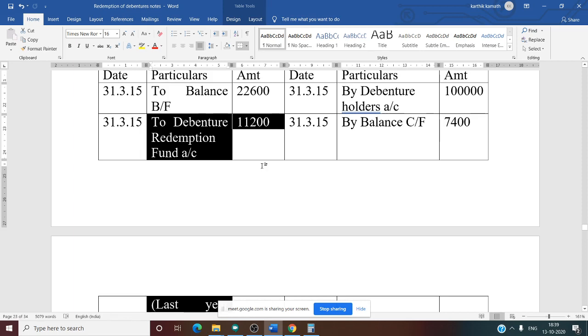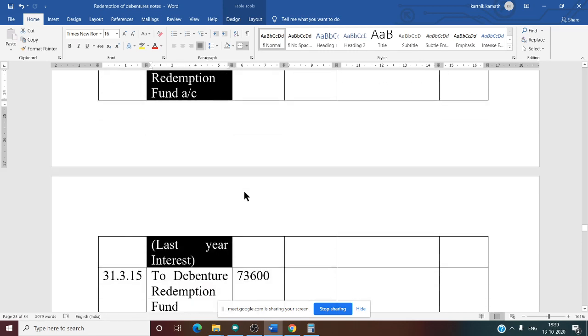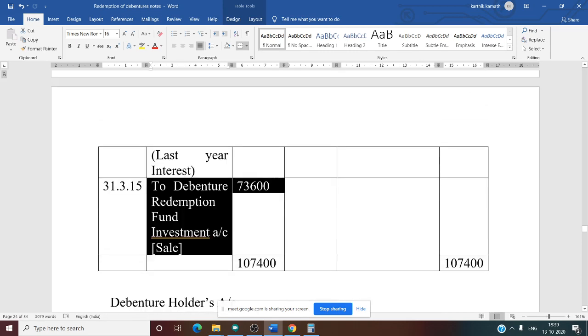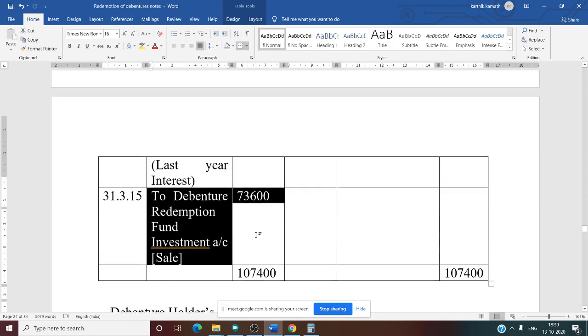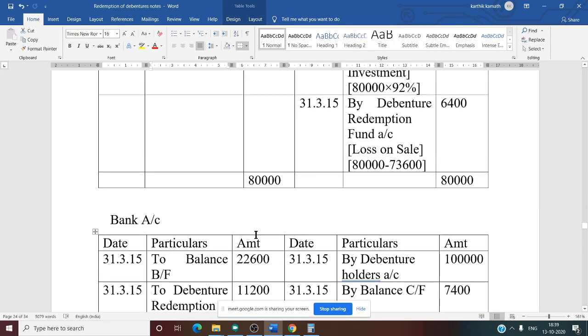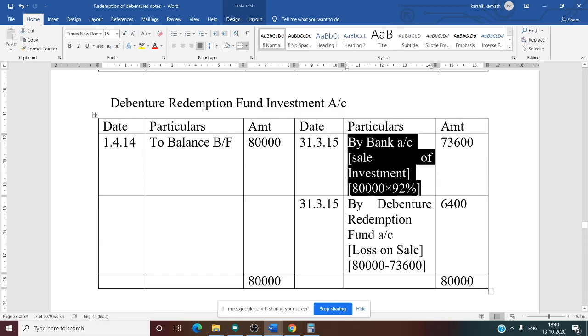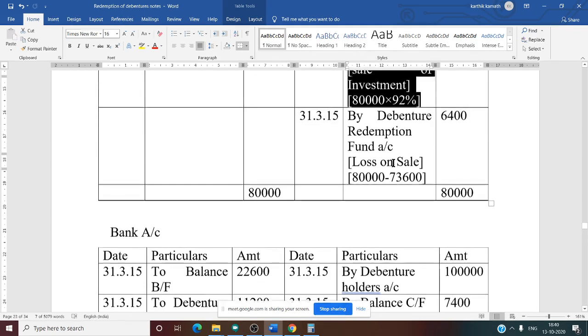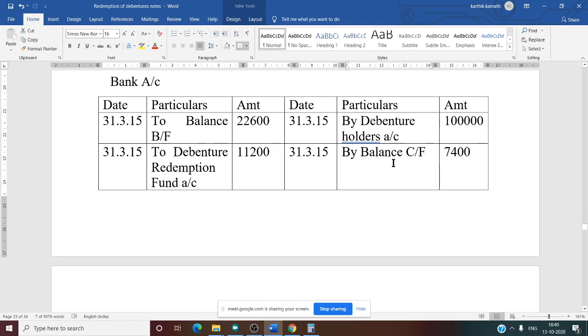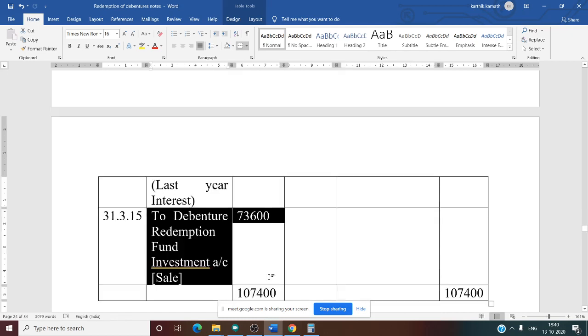One more entry comes. If you see the debenture redemption fund investment account, you can come to know what that entry is: sale amount. You need to write the sale amount. See this, to debenture redemption fund investment account, sale 73,600. How did we get this entry? See the third account. Here we have written buyback. So what is the entry? Bank to debenture redemption fund investment. That is why in the bank account we have written it. That is a transfer entry, sale 73,600.